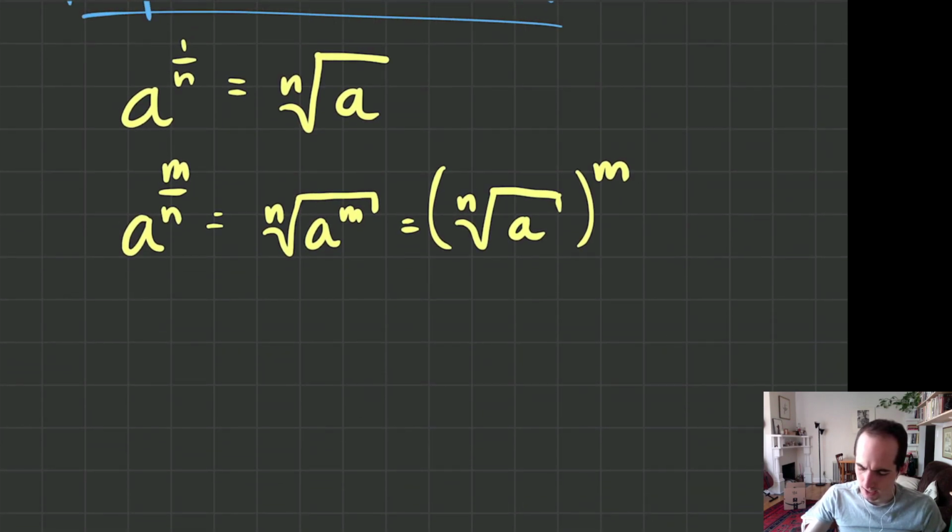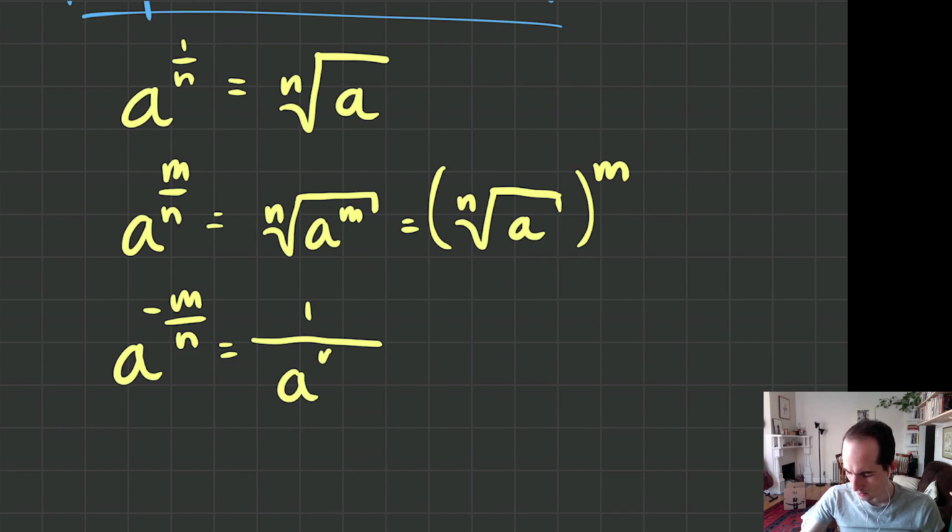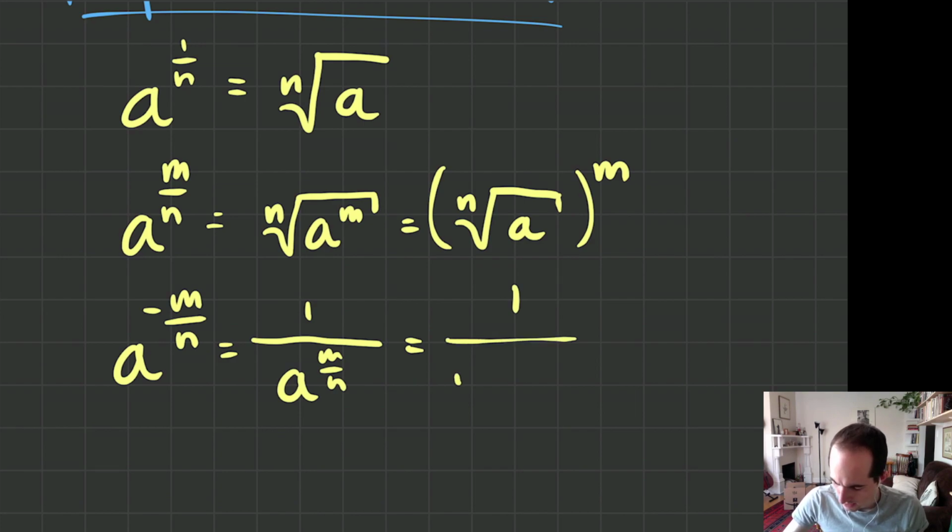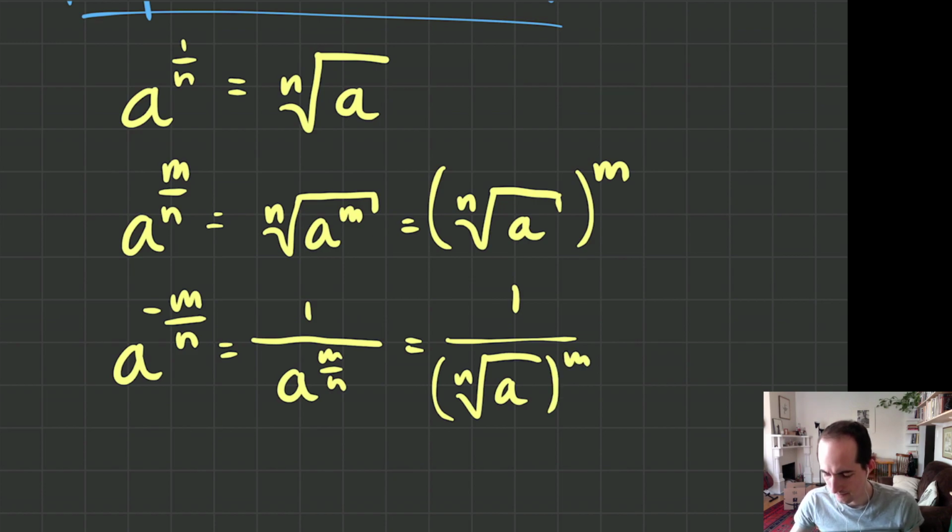Next up, we have something, again, very similar to all of these. It'd be a to the power of negative m over n. That is equal to 1 over a to the power of m over n. And we've already seen what that denominator looks like from the line above. But that would look something like this: the nth root of a, all to the power of m.